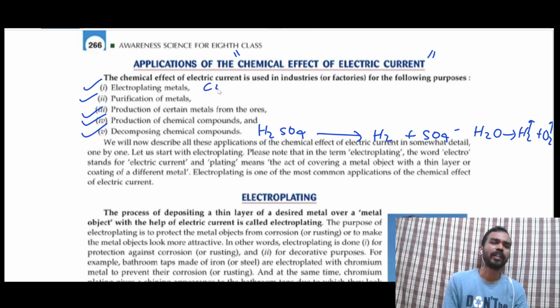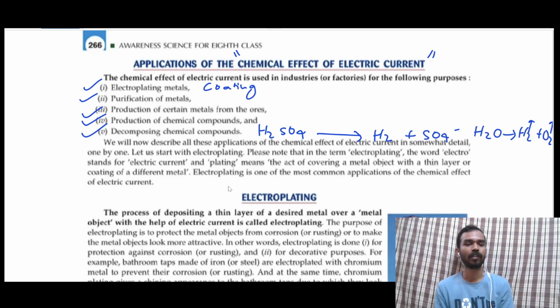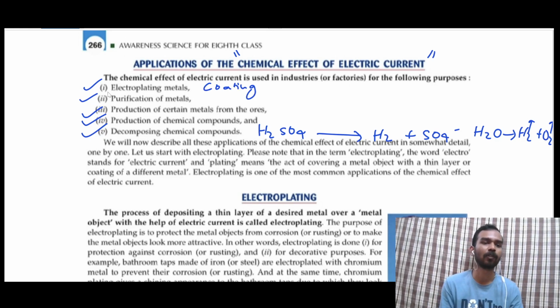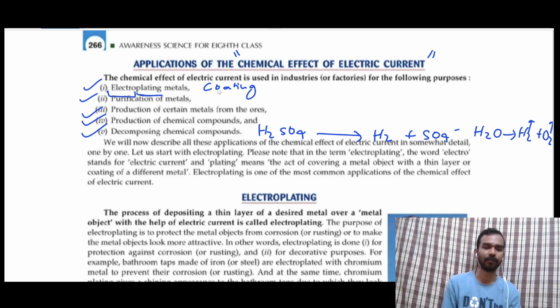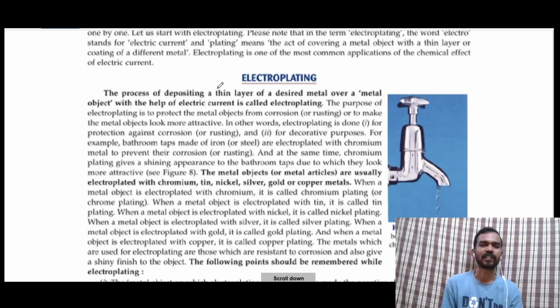Sometimes you can do coating. Okay, so now comes electroplating. Electro means you are using current to plate something, to do some coating using current. So the first application, number one, is electroplating.